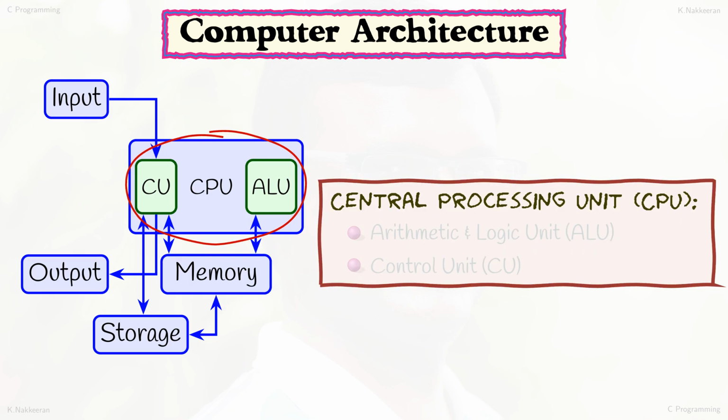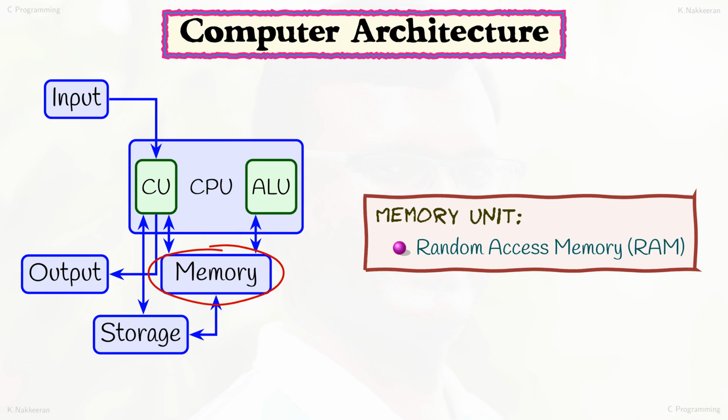The main unit of any computer system is the central processing unit, in short, CPU. CPU consists of the arithmetic and logic unit and the control unit. The primary memory unit is the random access memory, in short, RAM.